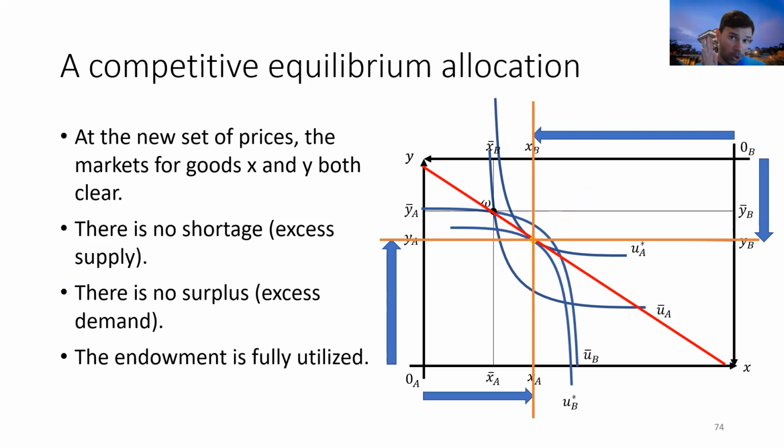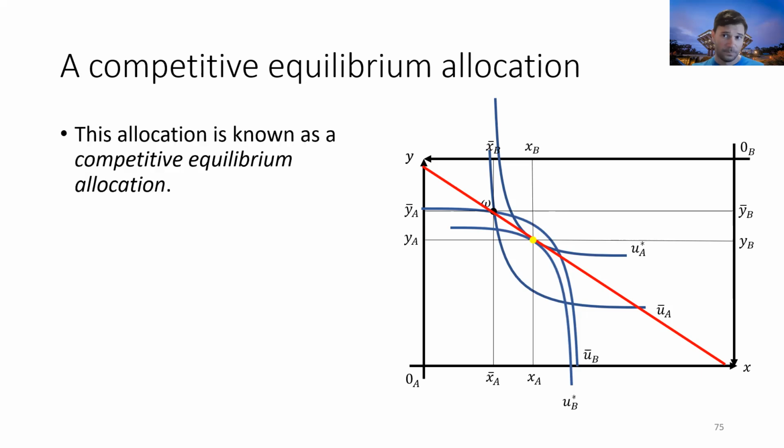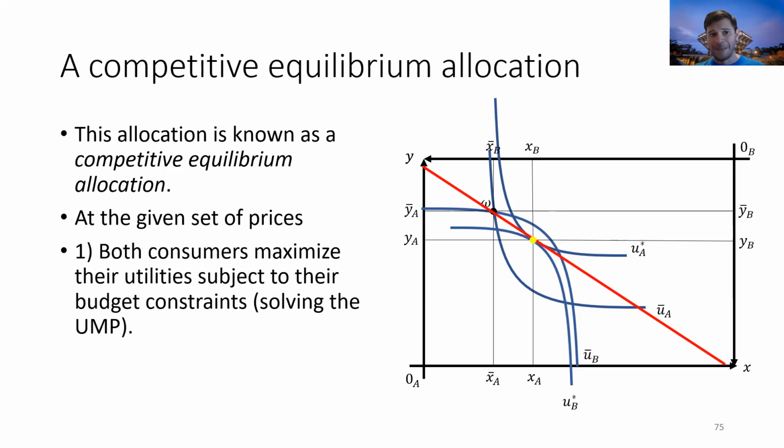So I'm going to suggest that graphically, what we are looking at here is a competitive equilibrium allocation. And the way we're going to define a competitive equilibrium allocation for our 2x2 pure exchange economy is that given a set of prices, PX and PY, all of the consumers are maximizing their utilities subject to their budget constraints. They're each being individually self-motivated.